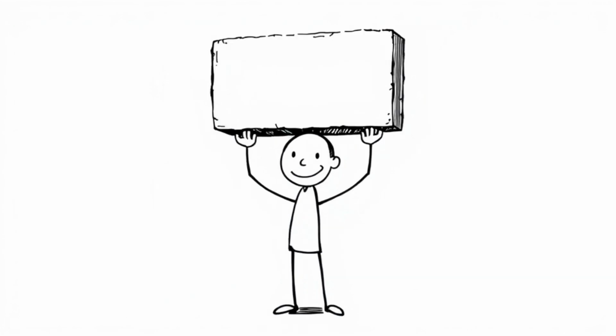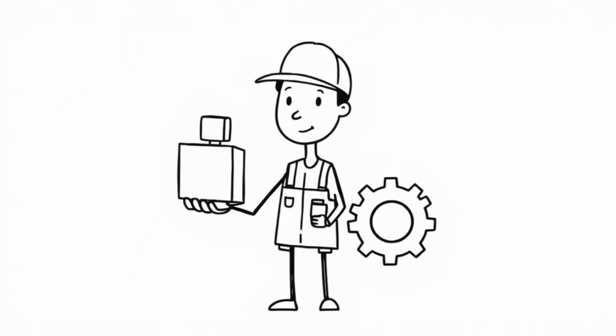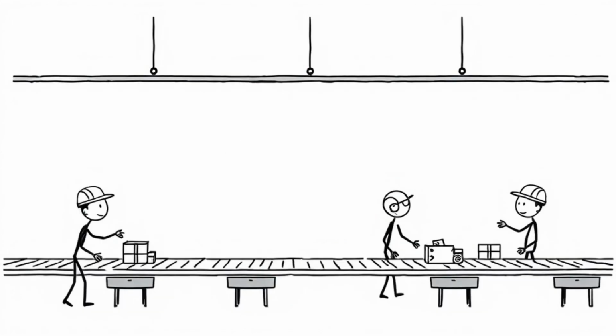Let's make it even more concrete. Think about your smartphone again. Designed in one country, components from multiple others, assembled somewhere else, shipped worldwide. That level of coordination only works when countries allow goods and money to move relatively freely.